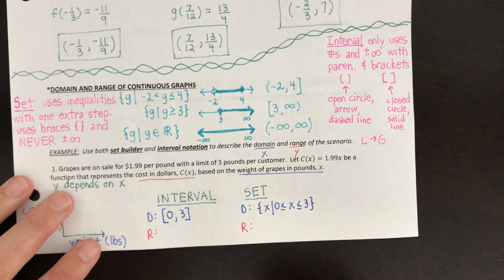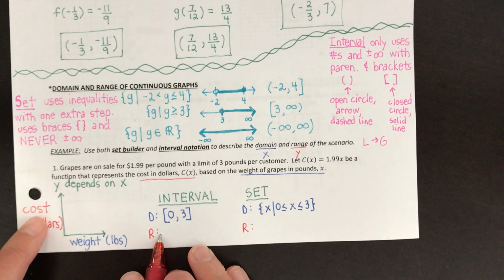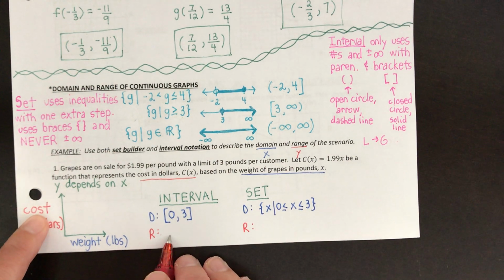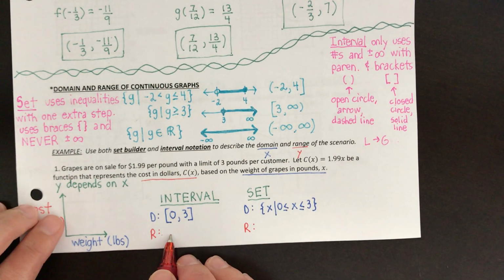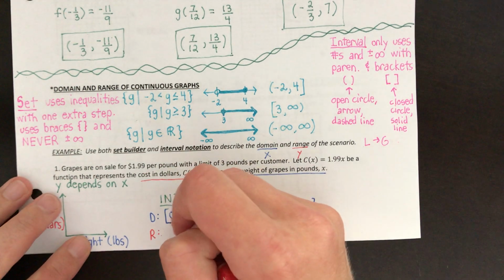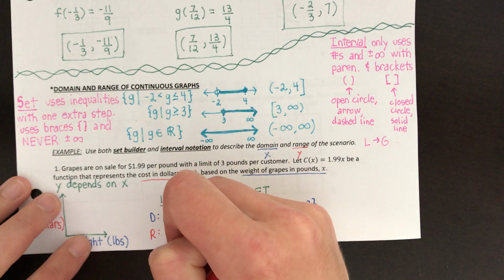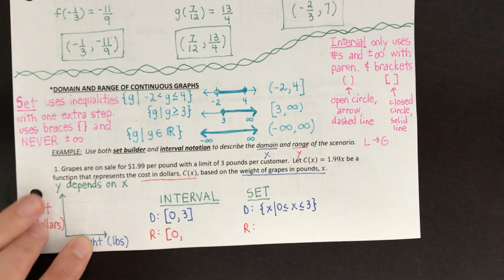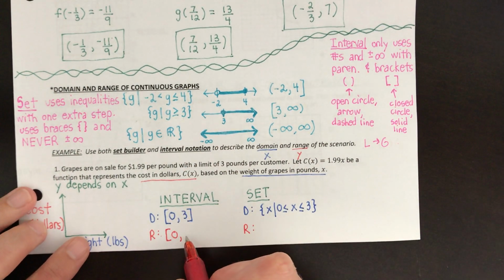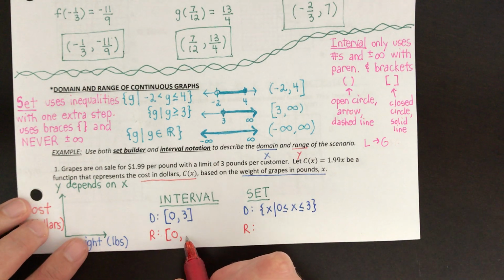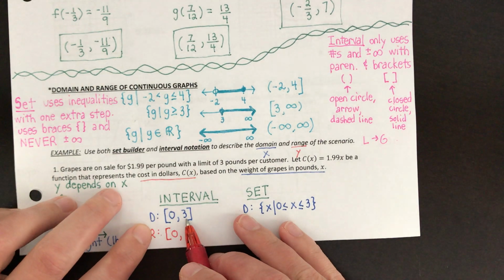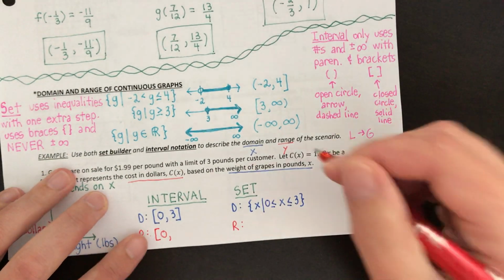Okay, so next let's do the range. So range, remember, is your y or your cost in this situation. So what's the lowest cost that you will spend? Okay, and of course if you buy 0 pounds, the lowest cost that you'll have is $0. That's the least you can spend on grapes is $0. What's the most you can spend? Well, that's a good question, isn't it? Well, if I can buy at most 3 pounds, then how much would that cost?